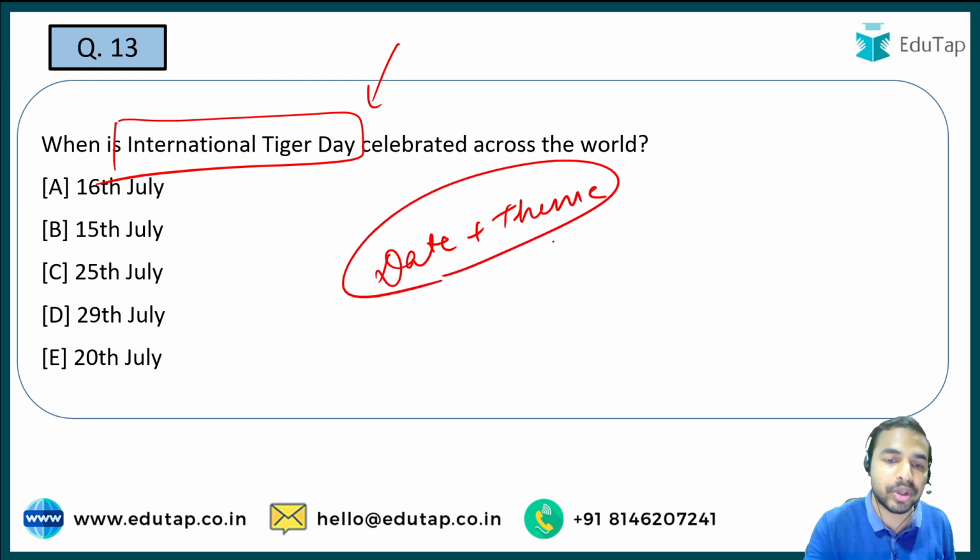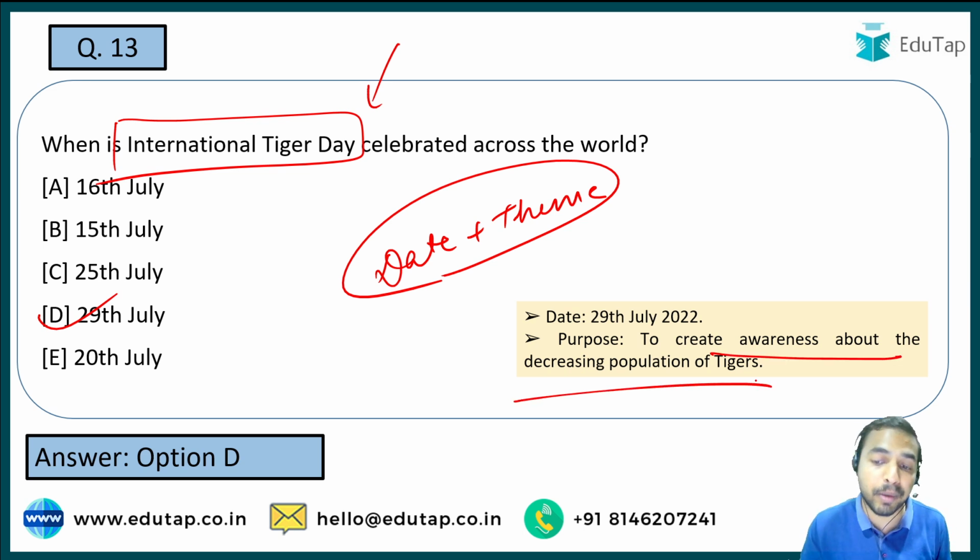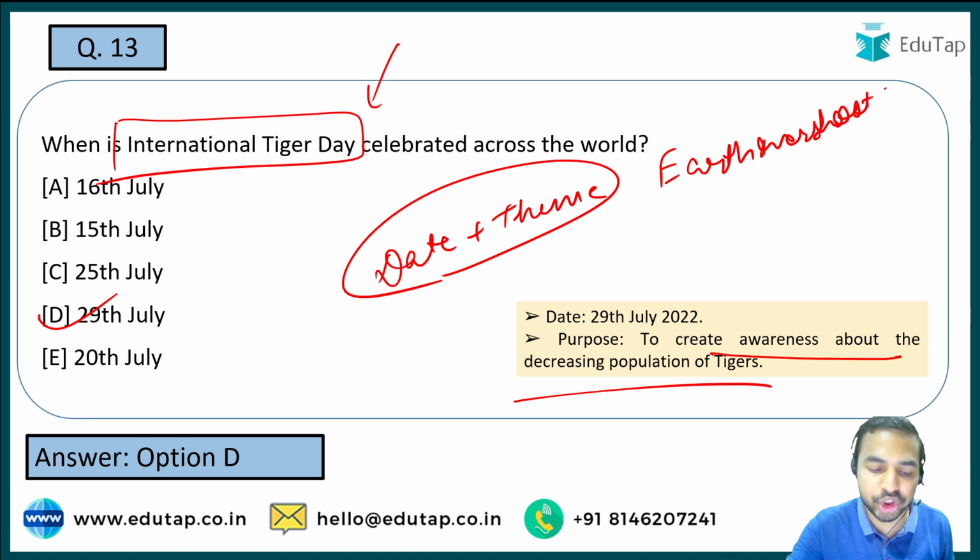ठीक है जी. तो यहाँ पर डेट की जब हम बात करें तो here, when I talk about the International Tiger Day, it is 29th July when it is being celebrated. ठीक है जी. So basically it is being celebrated to create awareness about the decreasing population of the tigers. Now there is one more date, that is Earth Overshoot Day, which is being celebrated on 28th of July.